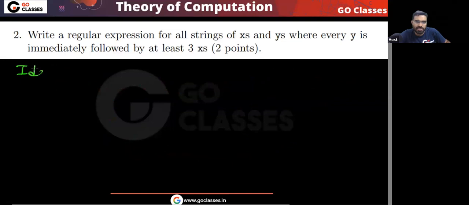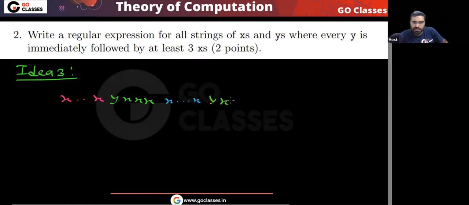Now let's see the idea number 3. What is the idea number 3? What you can do is repeat the same structure. Notice that any number of x can come. Now, if y is coming, it will come with 3 bodyguards. Yes or no? Then again, any number of x can come. Then again, if y is coming, it will come with bodyguards. Then again, x can come.